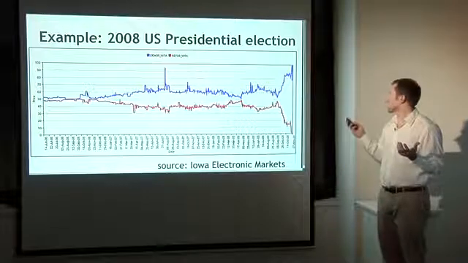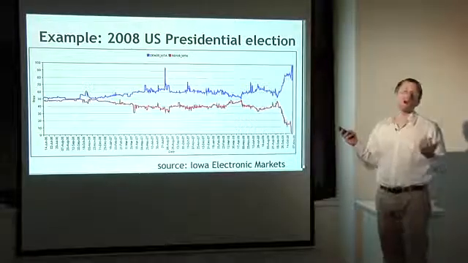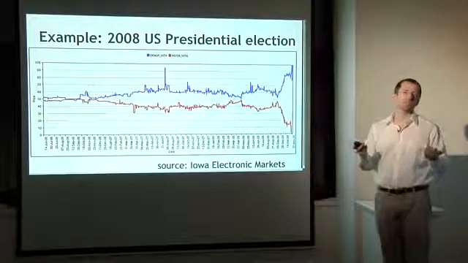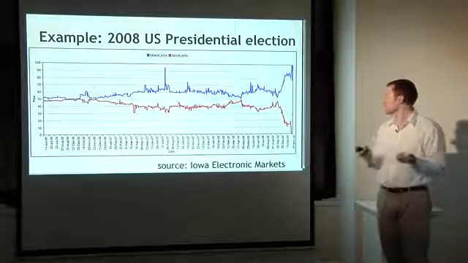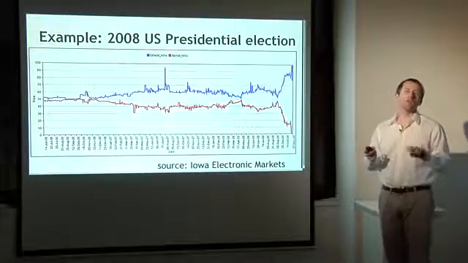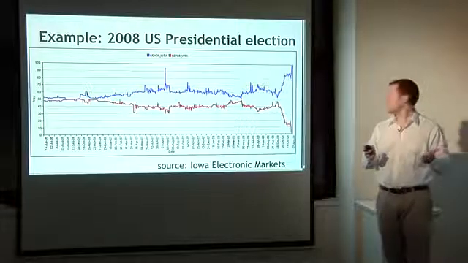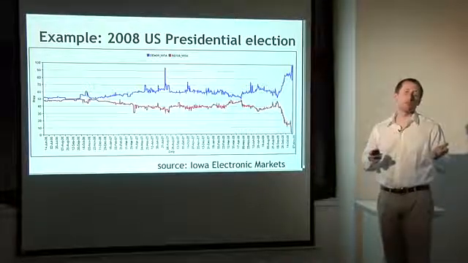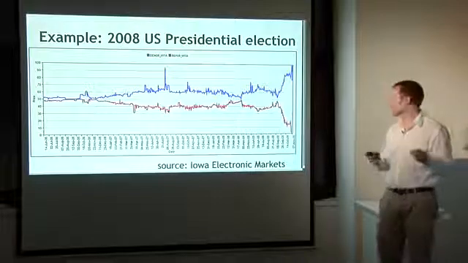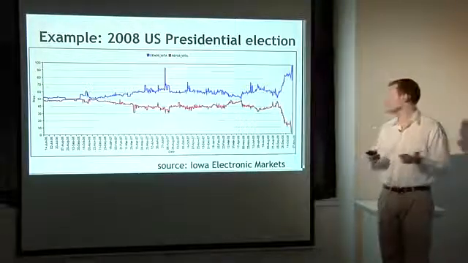But by the time the election actually happened, you can see that Obama was given a 90% chance to win the day before the election. So the market was well aware going into it, based on polling, that the election was basically over before votes were cast. At least it was very unlikely for Obama to lose the election.